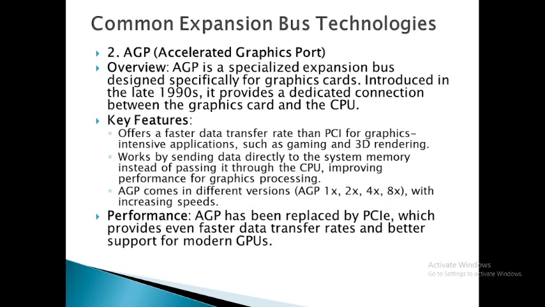The second common expansion bus technology is the AGP. This is the accelerated graphics port. This is the specialized expansion bus which is designed to specifically handle graphic cards. The key feature is that it offers a faster data transfer rate than PCI for graphics.